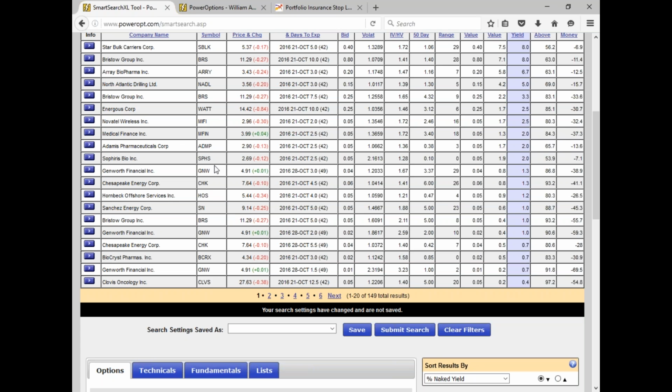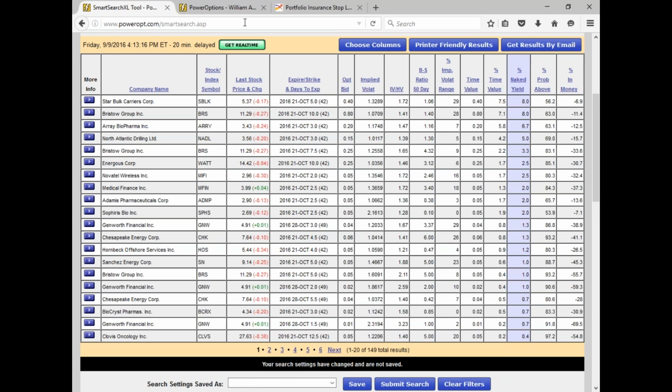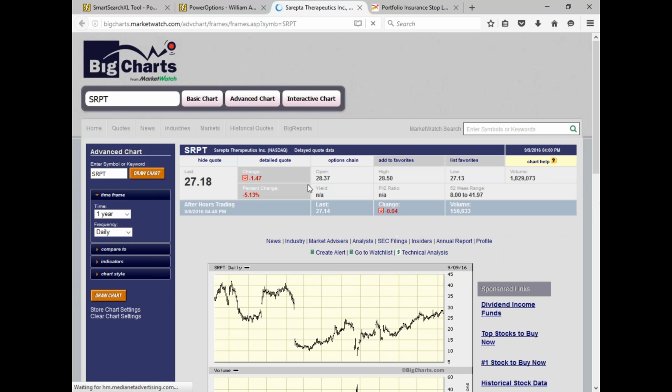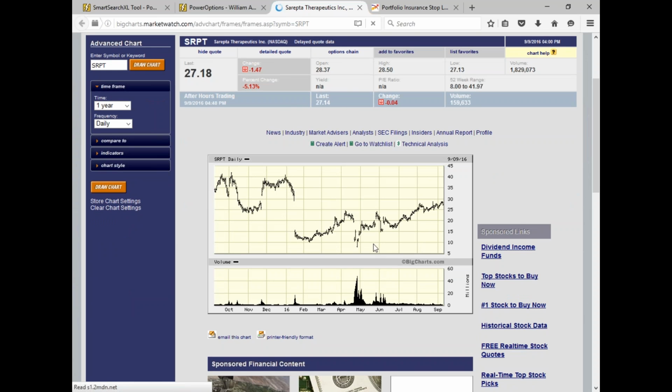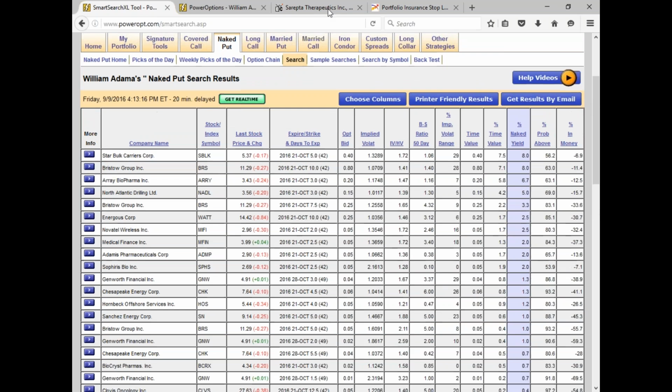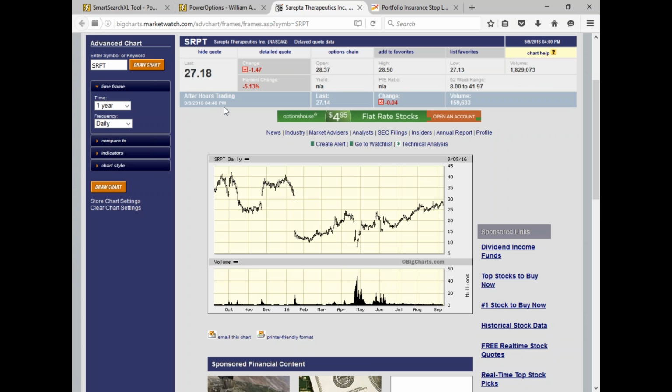Sarepta is gone out of the trading results. Why? Because even though we took a look at that chart a moment ago, let's go to the chart here again for Sarepta real quick on big charts. Even though it's been all over the place from 40 down to 10 to 0.26, the average historical volatility for the stock is fairly low. It's lower than 0.68, even though the options are double that.